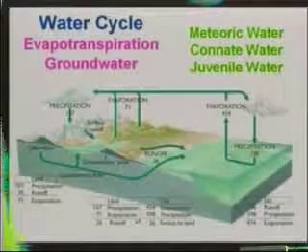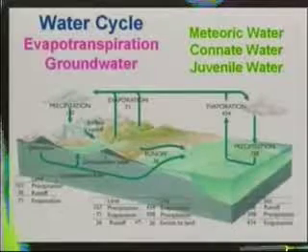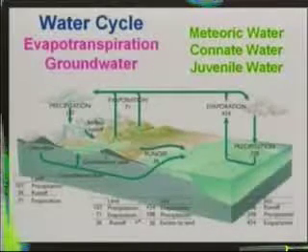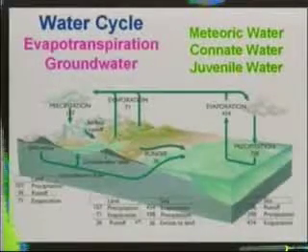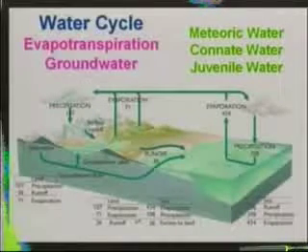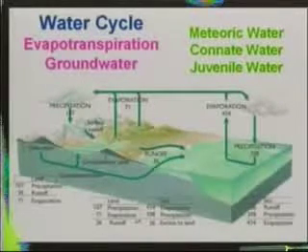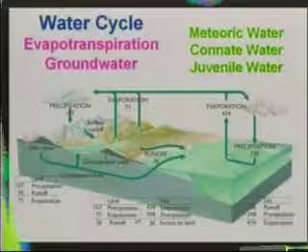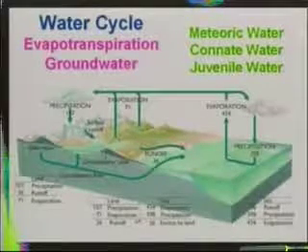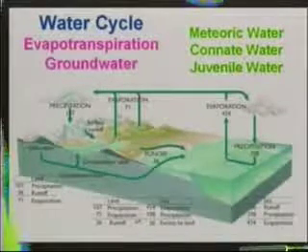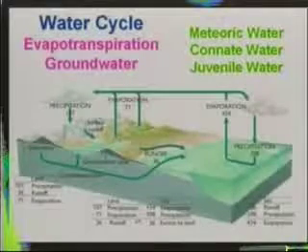But the number one water that gets involved with us, that moves through this cycle very, very rapidly, and that we use most often, is meteoric water. There's a lot of weather, a lot of rain, a lot of snow, a lot of percolation of water into the ground. That's meteoric water.